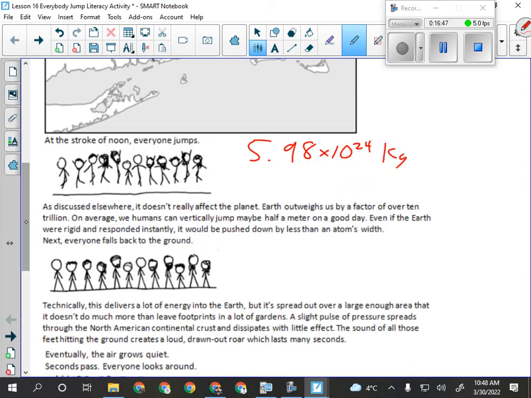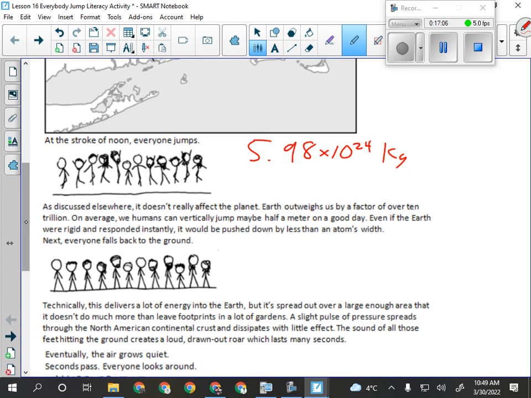So on average, about a half a meter on a good day. Even if the Earth were rigid, that is absolutely so you couldn't even make footprints in it, and responded instantly, it would be pushed down by less than an atom's width. Okay, so very, very small. Next, everyone falls back to the ground. So that's just the forced jump.